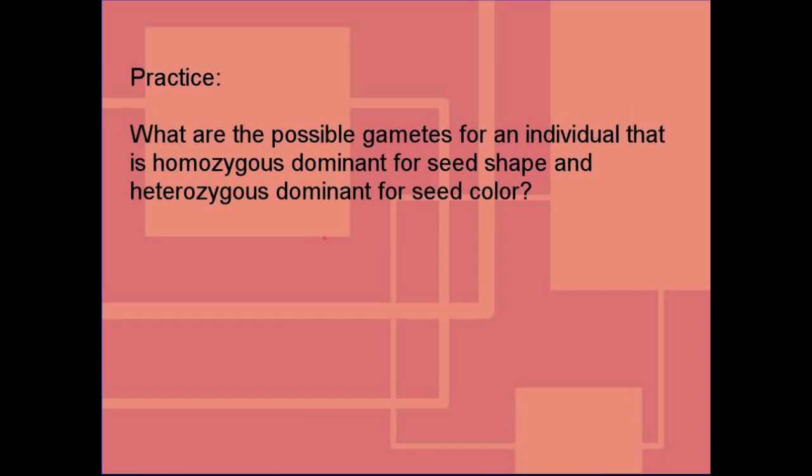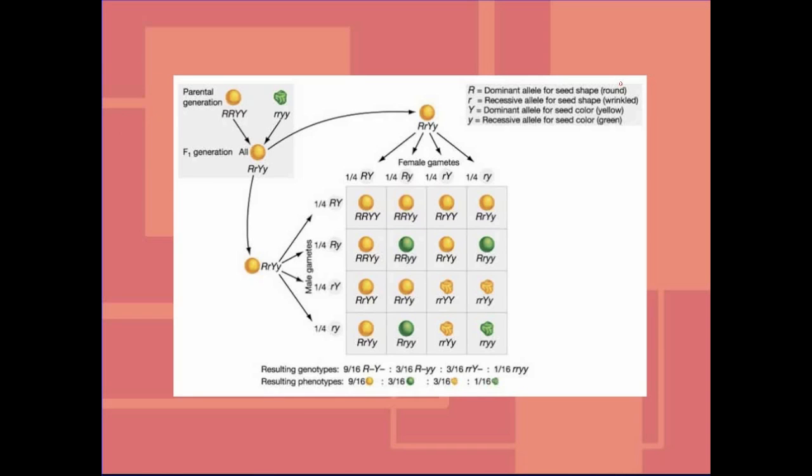So it wants us to figure out the gametes for an individual that is homozygous dominant for seed shape and heterozygous dominant for seed color. Well, seed shape is represented by the letter R. If it's homozygous dominant, it's going to be big R, and heterozygous dominant for seed color would be big Y, little y. So if we look here, this is the genotype for the parent. Using FOIL, they were able to get the 4 possible gamete combinations from the one parent and the 4 possible gamete combinations from the other parent.